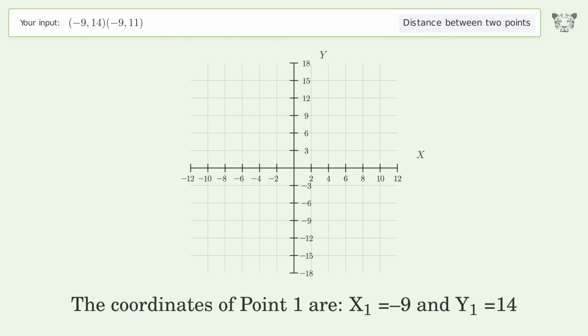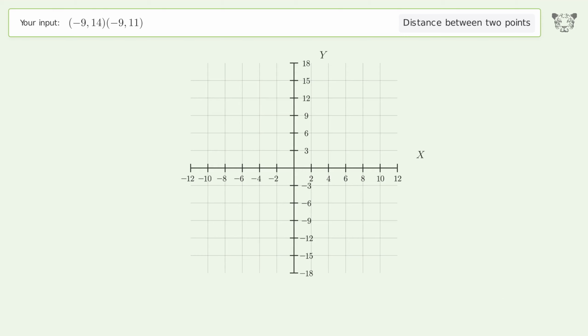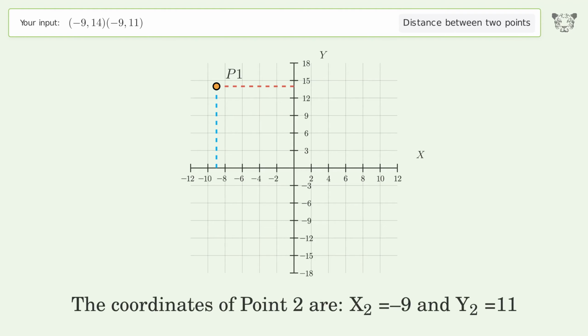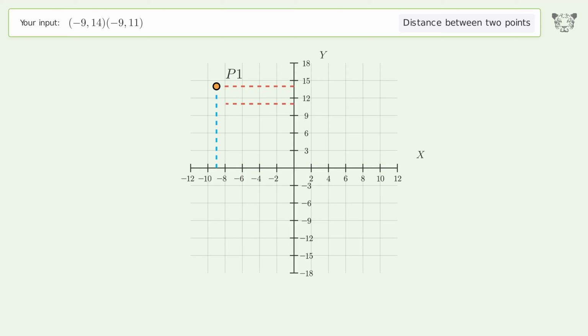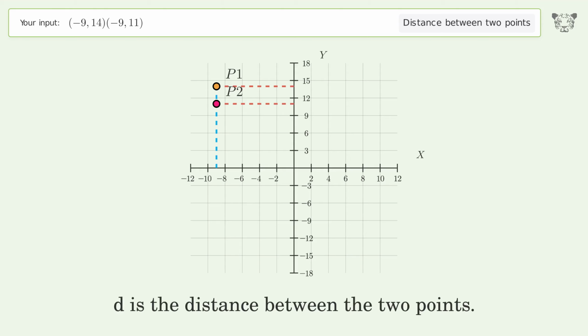The coordinates of point 1 are x1 equals -9 and y1 equals 14. The coordinates of point 2 are x2 equals -9 and y2 equals 11. D is the distance between the 2 points.